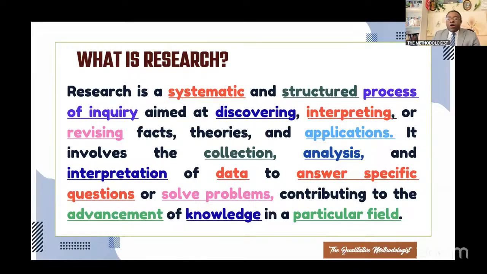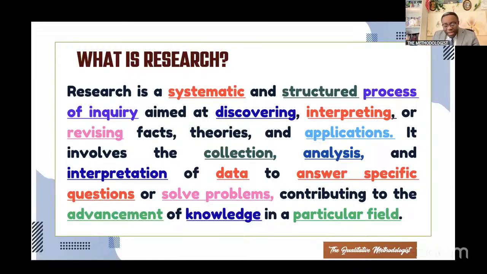It involves a collection of information, collection of data. You collect information through the various processes that we will talk about in our studies. And then it also involves analysis of the information that you've collected. There's collection of information and collation of information. We talk about all those. And then interpretation of data to answer specific questions or solve problems, contributing to the advancement of knowledge in a particular field.